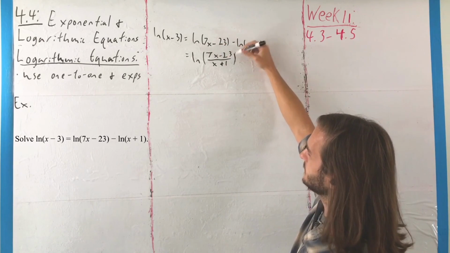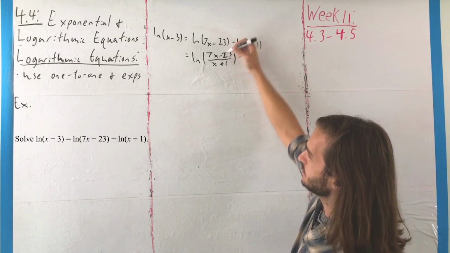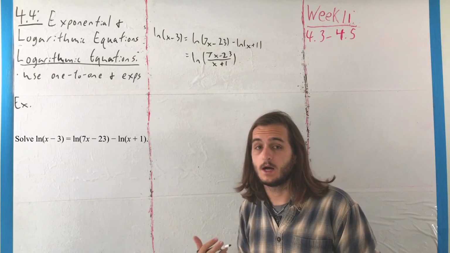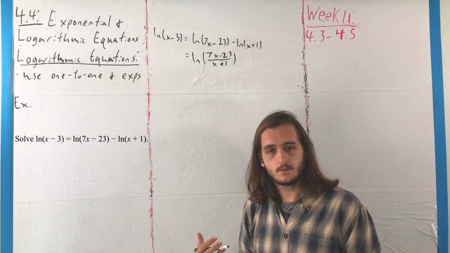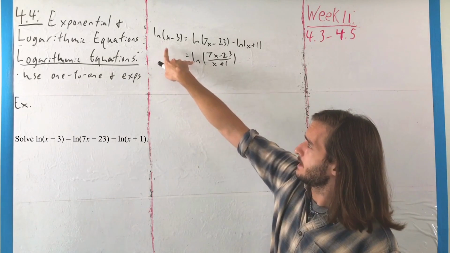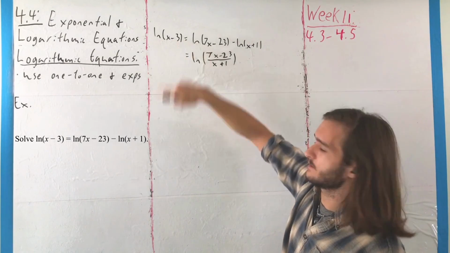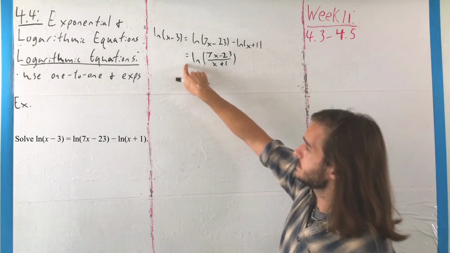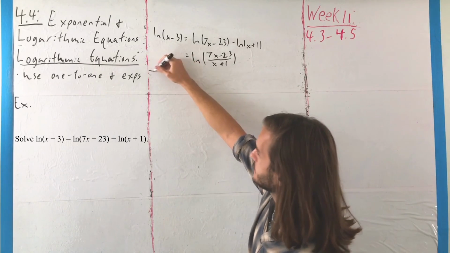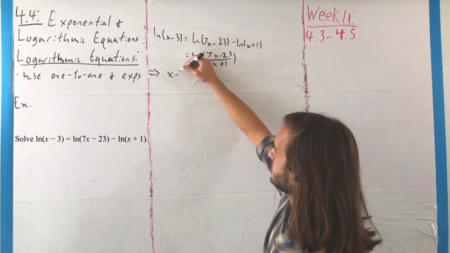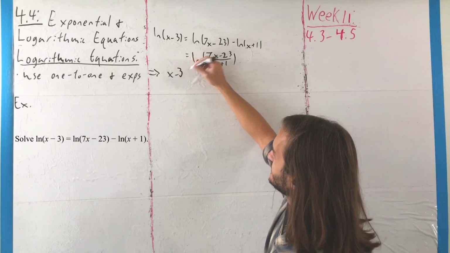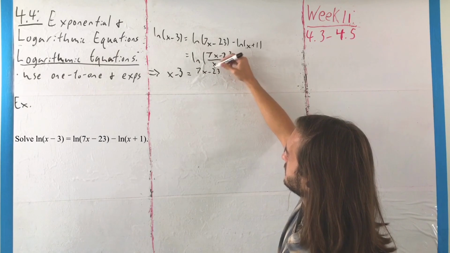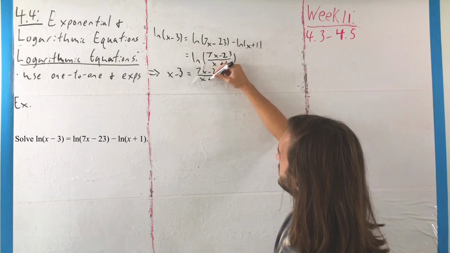And then we'll recognize that just like when we had two exponents of the same base on either side, the exponents kind of cancel each other out and we really need to focus on what we're raising them to. We do the same thing here with these logarithms. Really all that's changing is the stuff inside of the logarithms, because the actual logarithms themselves are the same. So if we want to make these two sides equal, really what we need to do is find out when x minus 3 is equal to 7x minus 23 over x plus 1.